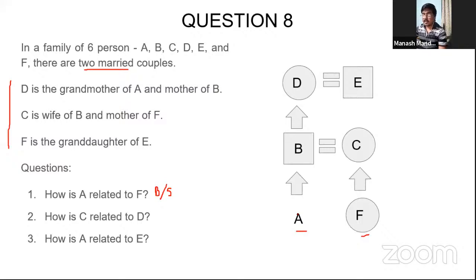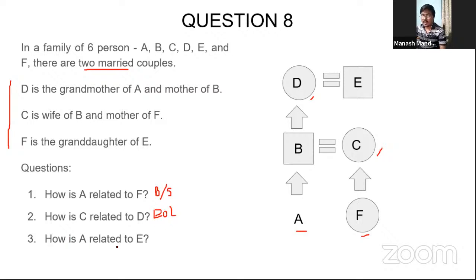The second is, how is C related to D? So this is C and this is D. So D is basically, how is C related to D? To find out, C is basically the daughter-in-law of D. So daughter-in-law, DIL. C is basically the daughter-in-law of D.